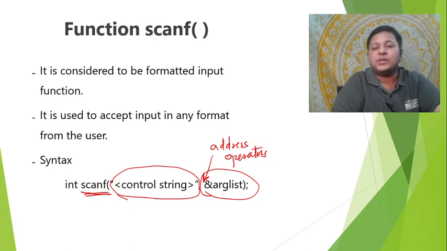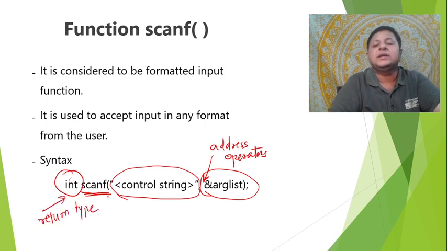That is two sets of arguments. First is the control string and second is the argument list itself, which depends on what you want to read. Along with that, if you look at the return type, the return type is nothing but int. Now, why the return type is int, we will also discuss the same. But this is the syntax.